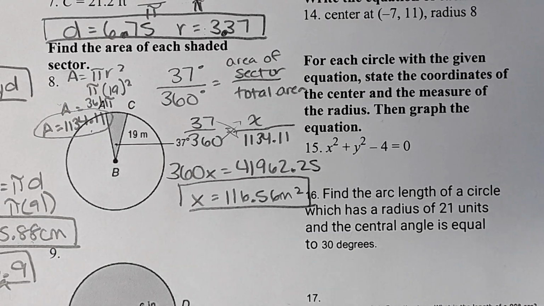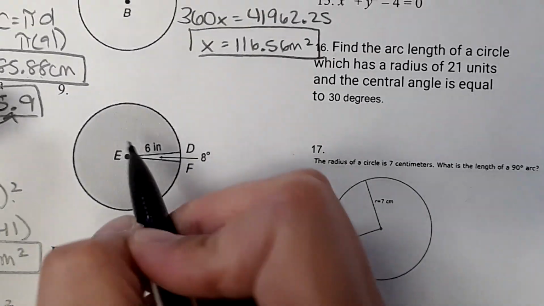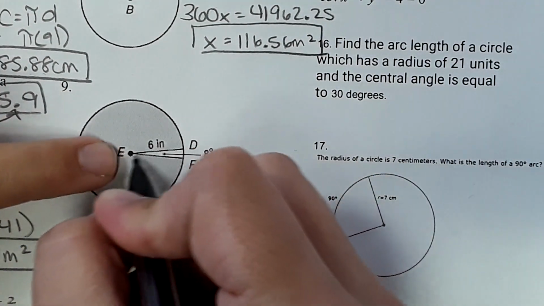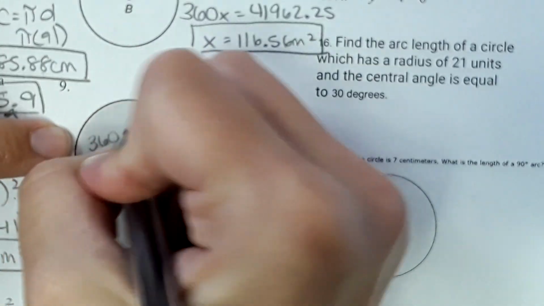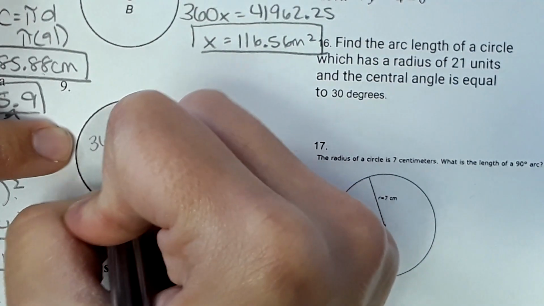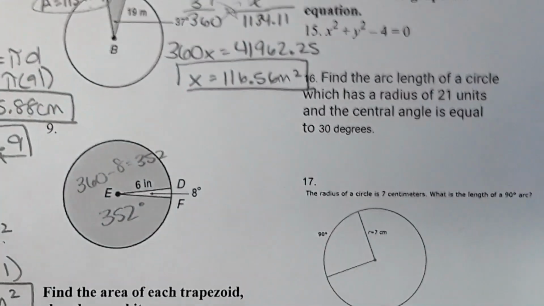Okay, number 9. Number 9, same type of problem. We're going to find the area of just the shaded part. They tell us the non-shaded part is 8 degrees, so we have to find out the degrees of this part. Well, 360 minus 8 would be 352. So 352 degrees must be the degrees of the shaded part.